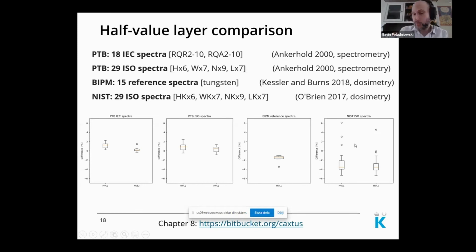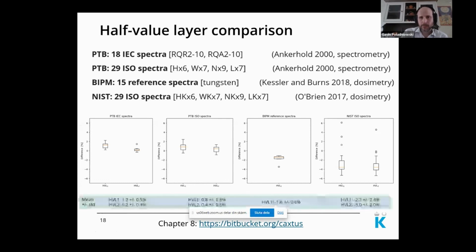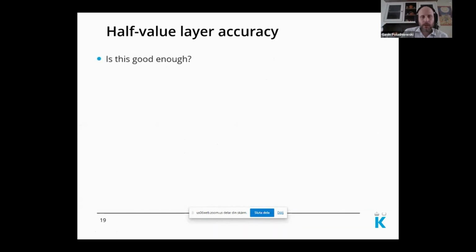Quite the reason for that, I don't know, but it's one of those things, garbage in, garbage out. It may be that some of the assumptions I made as inputs were not quite correct. But you can see that we're typically looking at differences of a few percent. And here are the means and standard deviations in the differences here. So is this good enough? Well, that's for you to decide. It depends on the task.